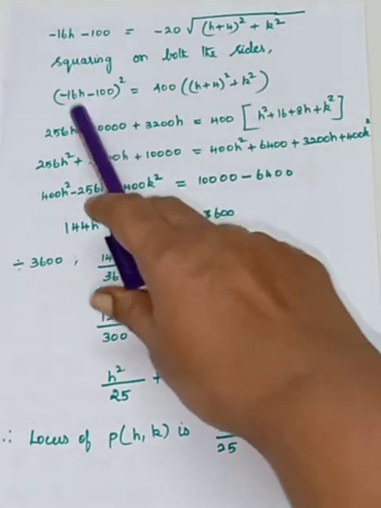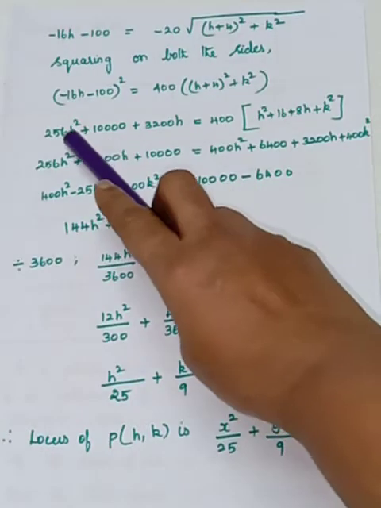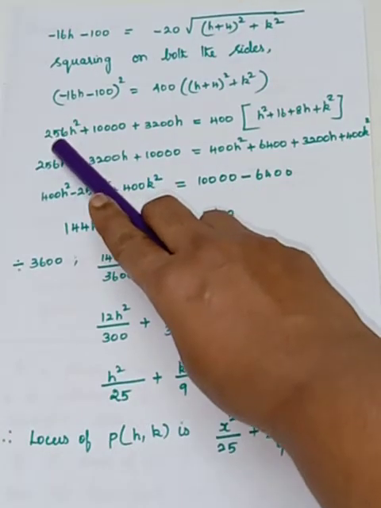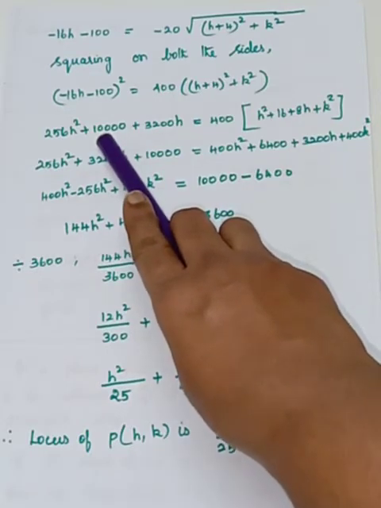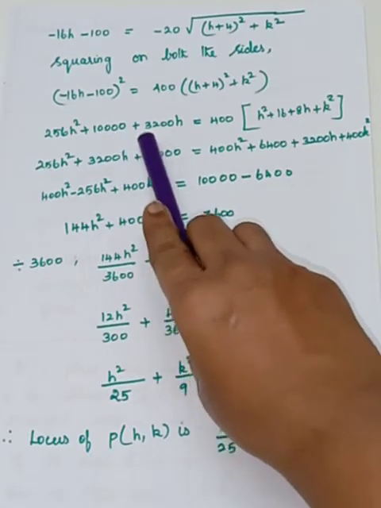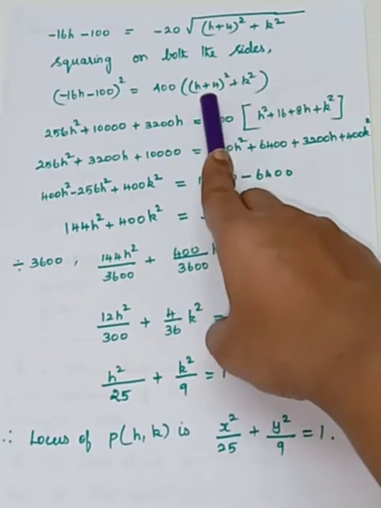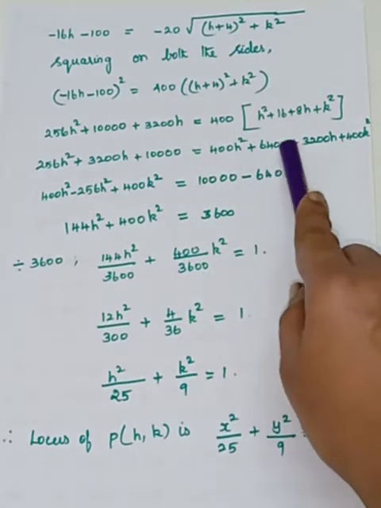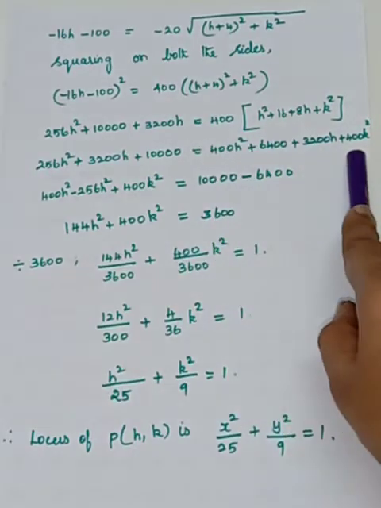So here it is in the form of A minus B the whole square, not A plus B the whole square, both having the minus. So if you take it out commonly and square, it will become plus. So it is A square, that is 16H the whole square is 256H square plus B squared is 10,000, and plus 2AB 3200H. And if you expand using the formula A plus B the whole square, H square plus 16 plus 8H plus K square. And if you apply 400 to all the terms, you will get here.